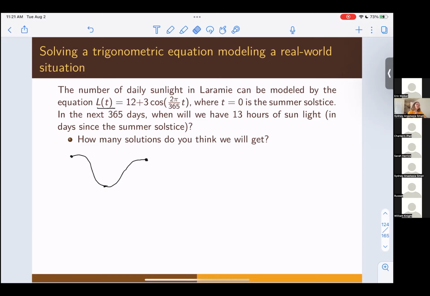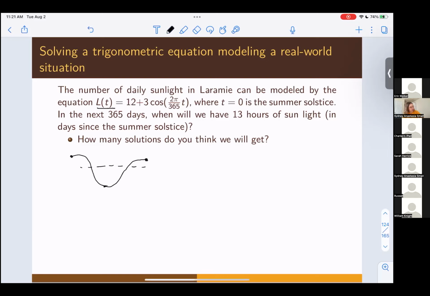Anyways, in the next 365 days, I want to figure out when we will have 13 hours of sunlight, in days since the summer solstice. So how many solutions do we expect, first of all? Well, we expect there to be two. Let's say this is 13 hours right here.